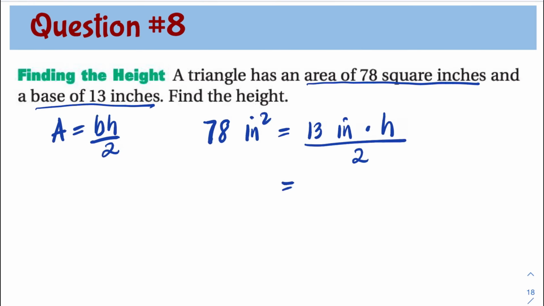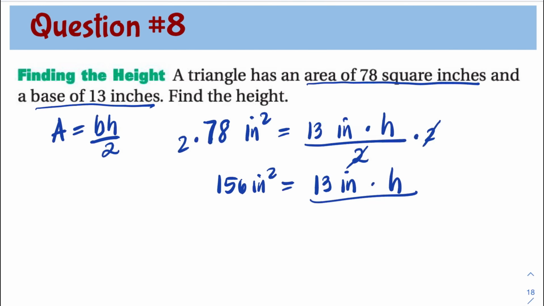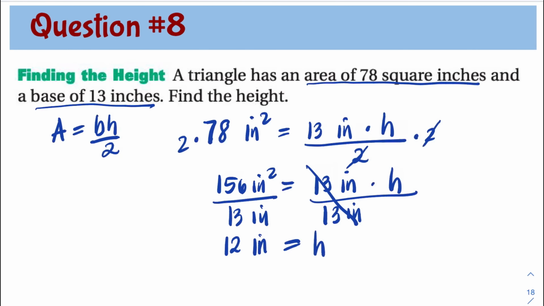So now we will multiply both sides by 2. If we multiply 78 times 2, that's 156 inches square. The right side is just going to be 13 inches times the height because 2 divided by 2 is equal to 1. Now we can divide both sides by 13 inches. So now simplifying 156 by 13, that is 12. So the height is equal to 12 inches.